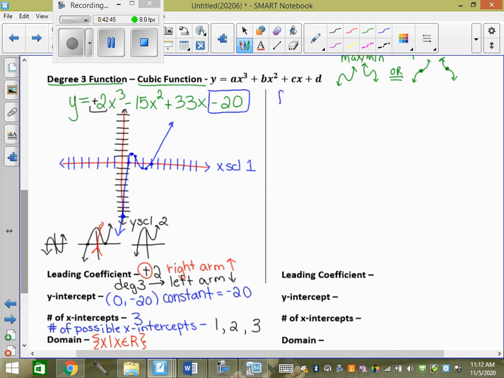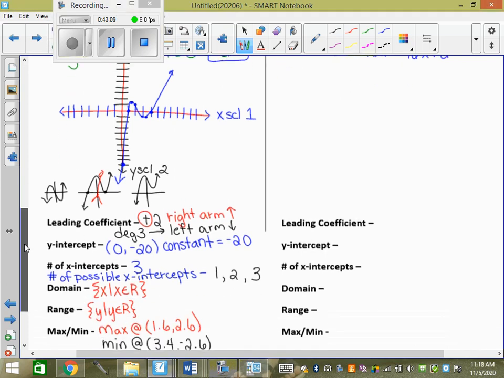So we're going to have f of x. F of x is just the same as what? Y. It's just function notation. F of x equals negative 4x cubed plus 16x squared minus 16x plus 2. You're going to try it out.